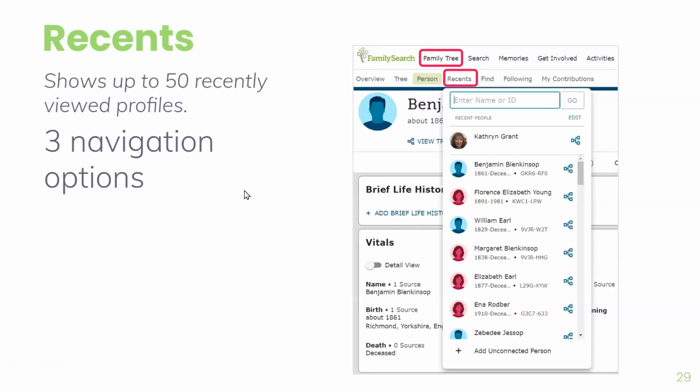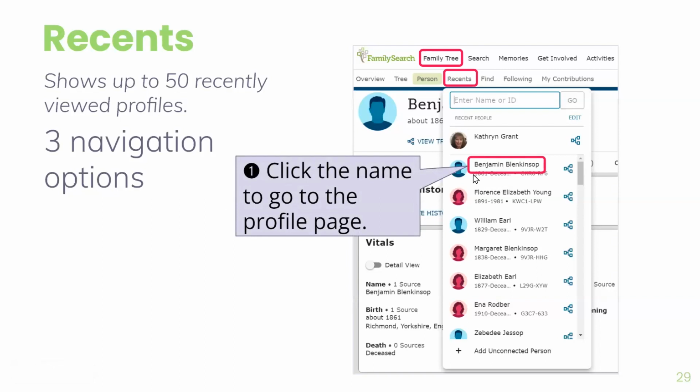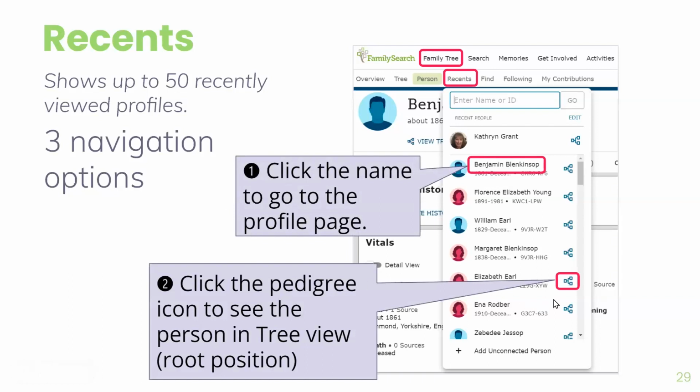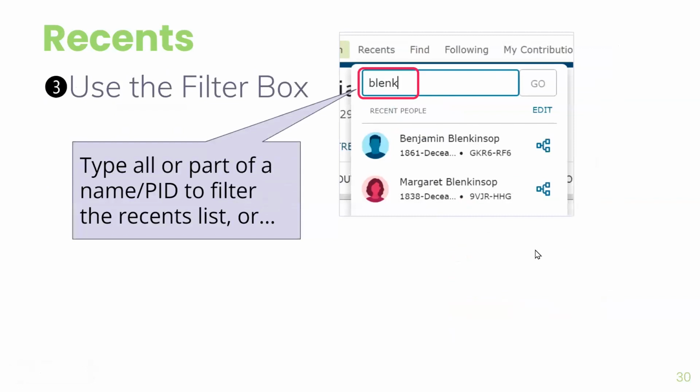So the recents list has 3 navigation options. One is that you can click a person's name and go to their profile page. Another is that you can click the tree icon and go to that person in the root position in tree view. Then there's another cool thing, and this is probably less widely known: there's a filter box at the top.